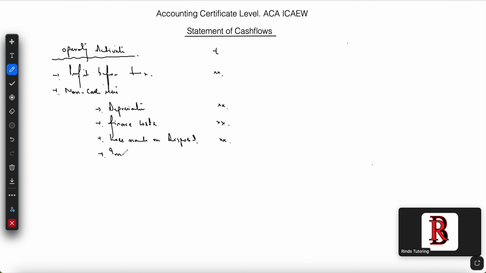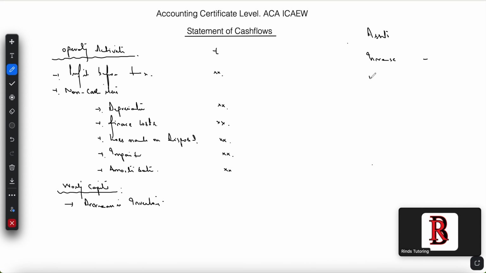Then you've got impairment needs to be added. Amortization needs to be added. After this, you'll deal with the working capital. Decrease in inventories. Now always remember, when you're dealing with any type of assets, when there is an increase, you will take it away. If it is decrease, you will add it.